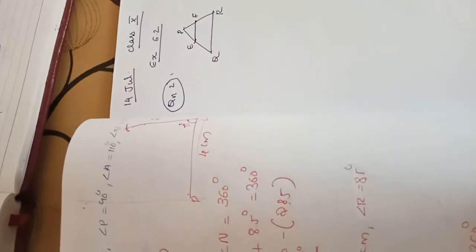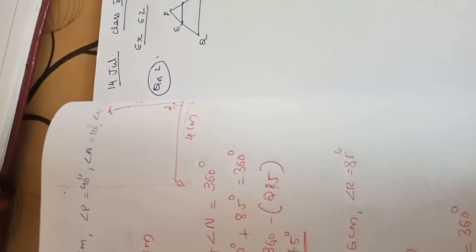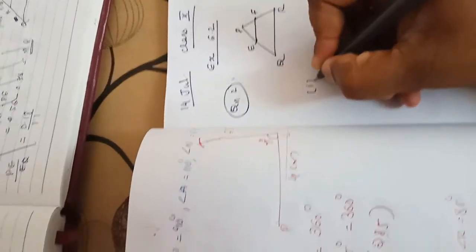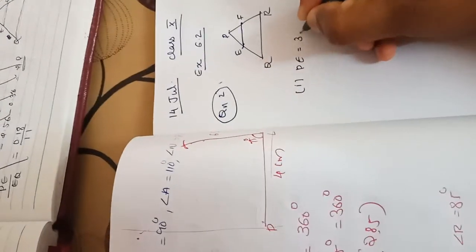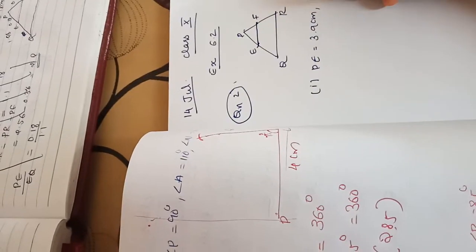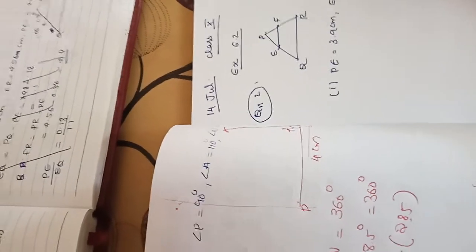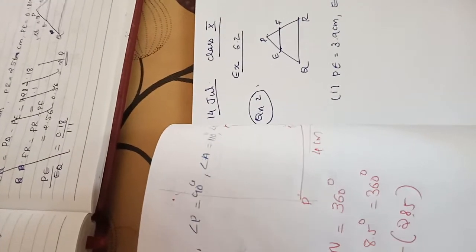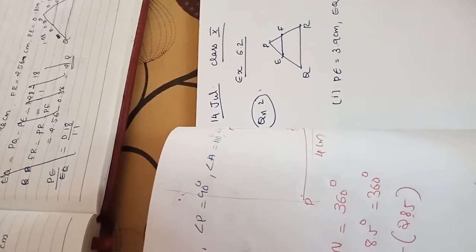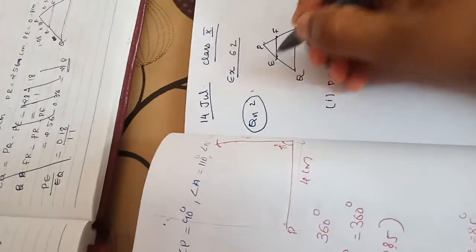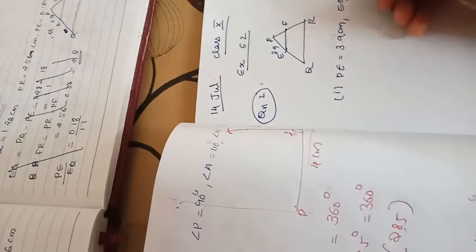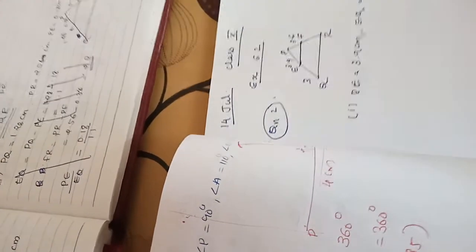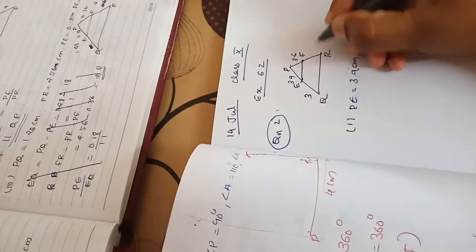For each of the following cases, state whether EF is parallel to QR. So first case, PE is equal to 3.9 centimeter, EQ is equal to 3 centimeter, PF is equal to 3.6 centimeter, and FR is equal to 2.4 centimeter. I am marking all these points. PE is equal to 3.9 here. Next, EQ is equal to 3 here. PF is equal to 3.6, and again FR is equal to 2.4.